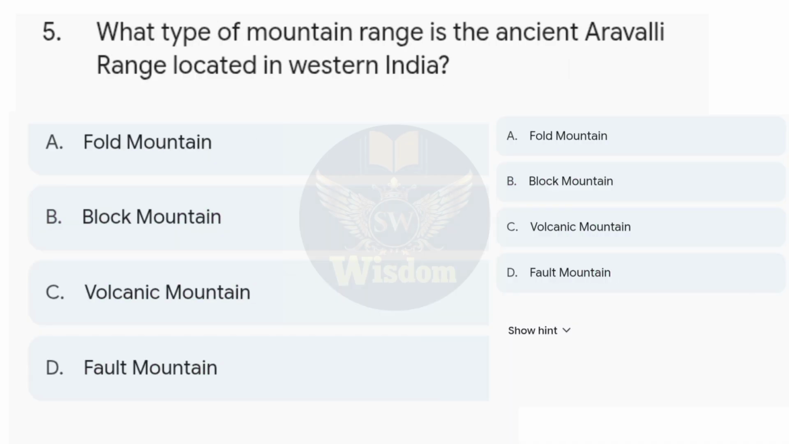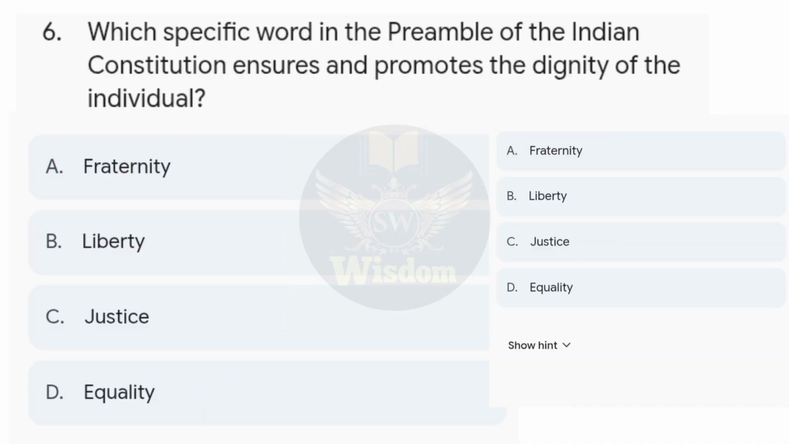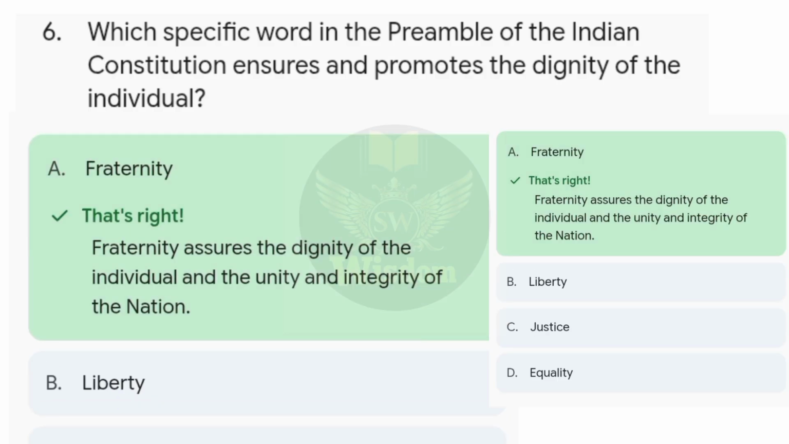Next question. What type of mountain range is the ancient Aravalli range located in western India? The correct answer is option A, Fold Mountain. Next question. Which specific word in the preamble of the Indian Constitution ensures and promotes the dignity of the individual? The correct answer is option A, fraternity.